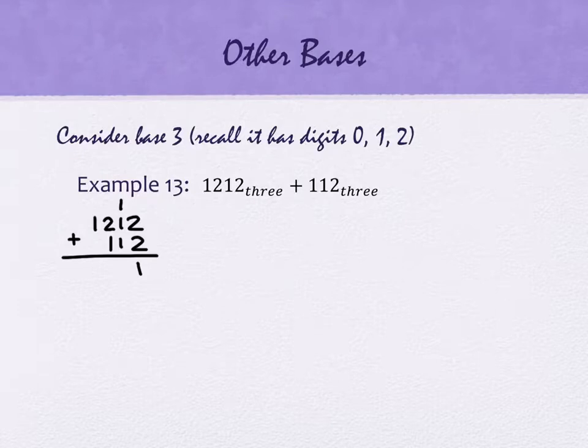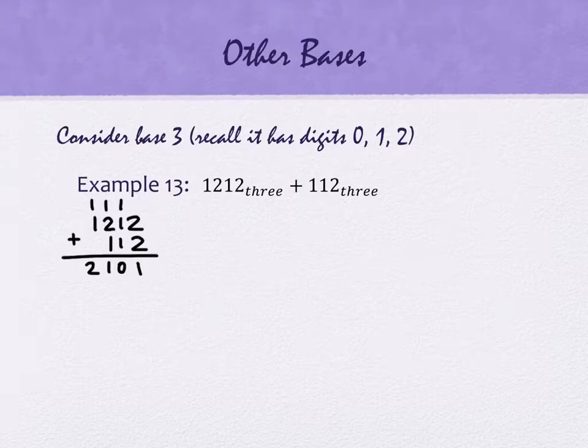Now I'm in the 3's column. 1 plus 1 plus 1 would actually be 3, which is 10. So I'd carry the 1 and I'd write down a 0. And then I have 1 plus 2 plus 1, which was the same as the first, which was 11. So I carry a 1 and I write down a 1. And then I have 1 plus 1, which is 2.